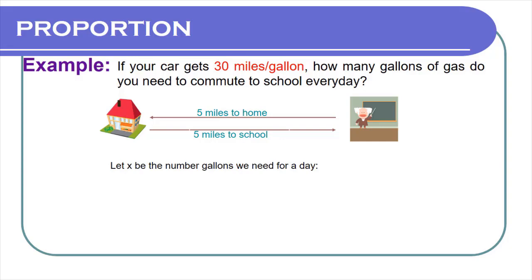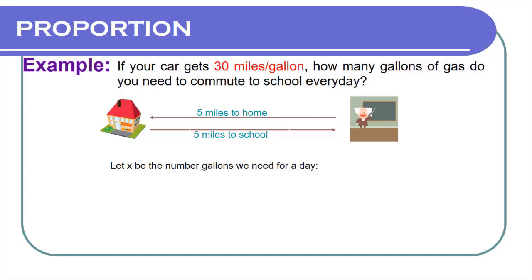Let's think about the problem first. Don't think about the numbers. You compare the distance and the number of gallons. It means that if you travel a long distance, you need more gallons. It means that if the number of gallons increases, then the distance also increases. Or on the contrary, if the distance is decreased, then the number of gallons is also decreased.